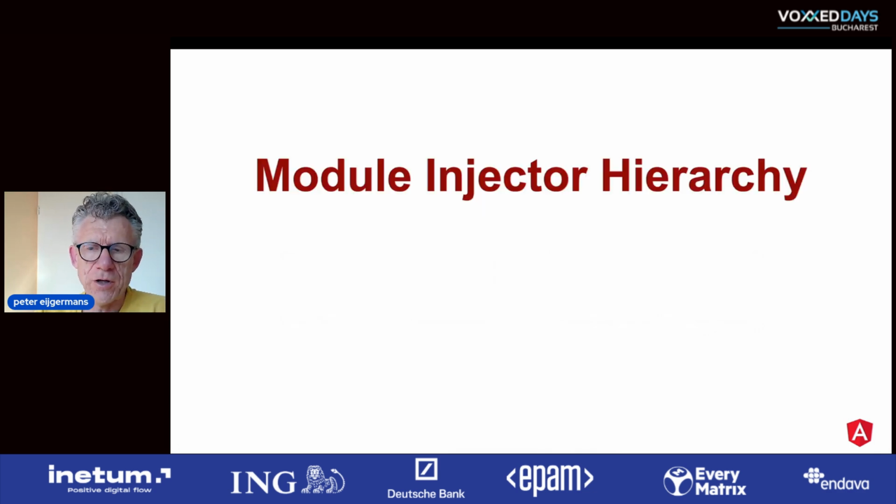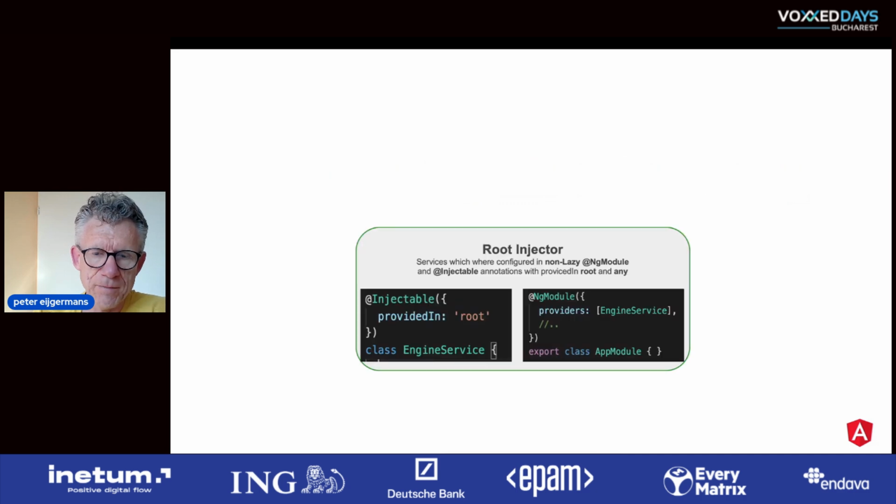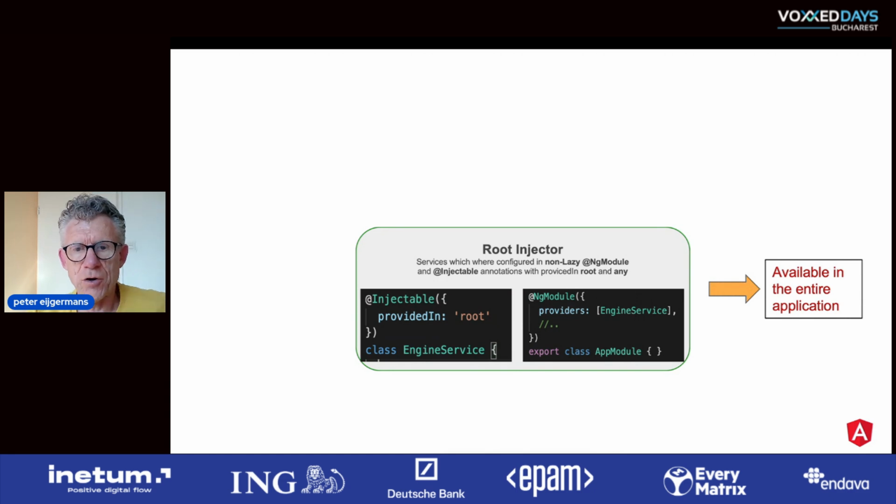The module injector, let's look at it. What is that? It starts with a root injector. Services which were configured in eagerly loaded modules, we can also say, and modules with injectable providedIn annotations, they always use the root injector. What does it mean? We define it in this way: a service in root or in the app module at this level. Then this service is available in the entire application. That's very important to know.